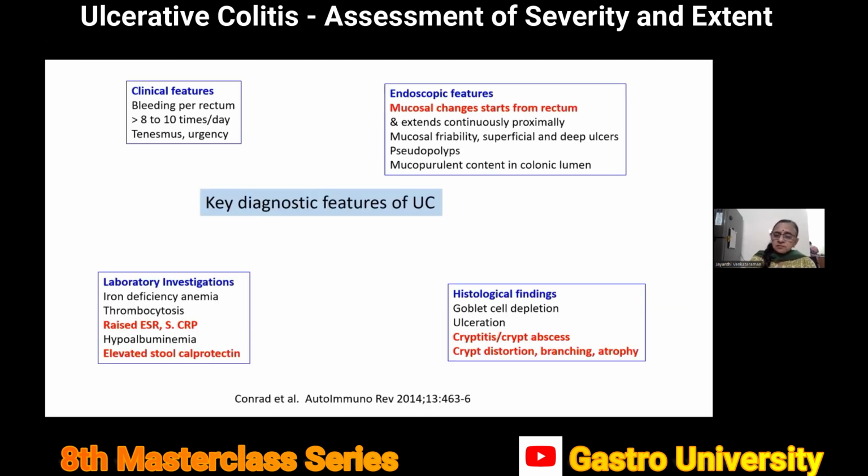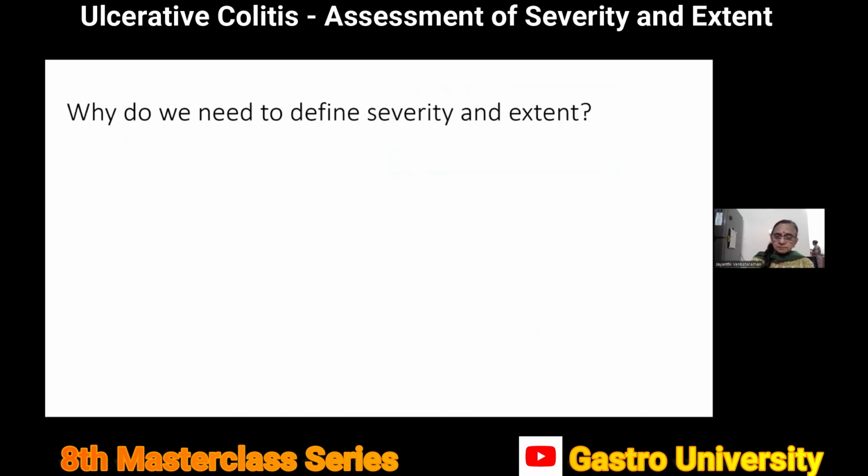So the key diagnostic features of ulcerative colitis we've been discussing throughout this evening. They are the clinical features, classically bleeding per rectum. The endoscopic features, which I'll be mentioning and discussing. The laboratory investigations, where CRP may have a role along with fecal calprotectin, and classical histological findings of goblet cell depletion, ulceration, cryptitis, and crypt abscesses with crypt distortion, branching, and atrophy.